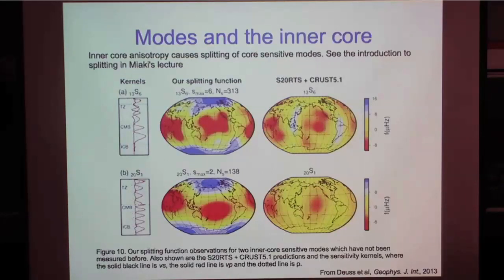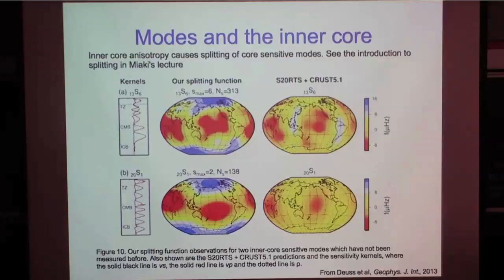I'm amazed at the first mode, 13S6. So yeah, the inner core sensitivity is, wow, it's almost 0. I know, I said somebody in the room should be horrified. I'm horrified. So the outer core sensitivity is huge. Yes.